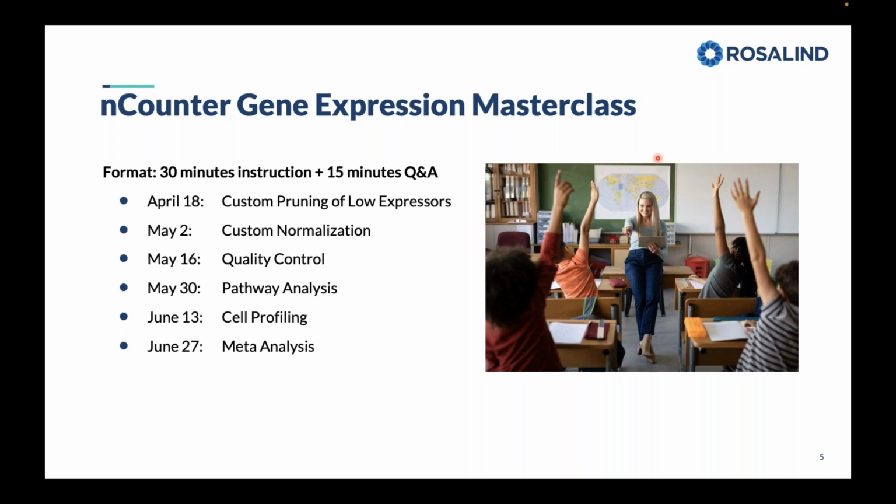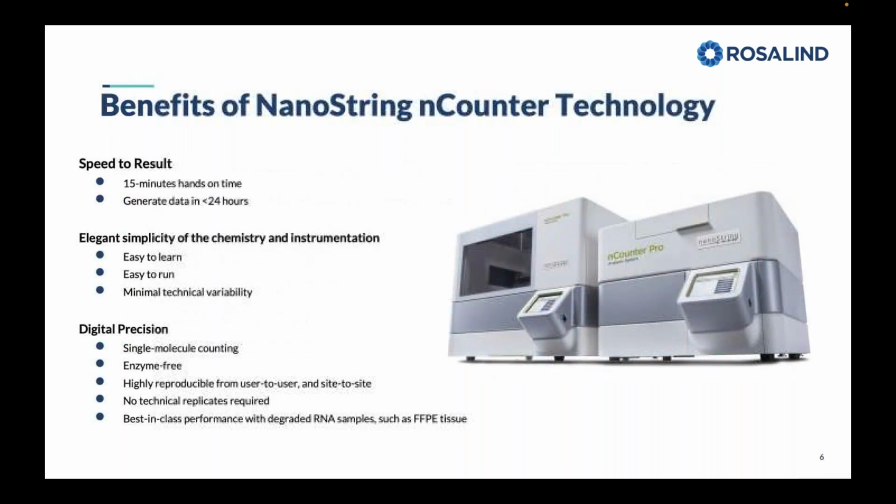It's based in some basic math and algebra and gene selection, but it's important and it sets the foundation for successful analysis afterwards. So in my experience working with users such as yourself and researchers and scientists, I observed there's 3 main benefits of nCounter technology. I bucketed these into 3 main categories: speed to results, just the elegant simplicity of how things work, and the digital precision.